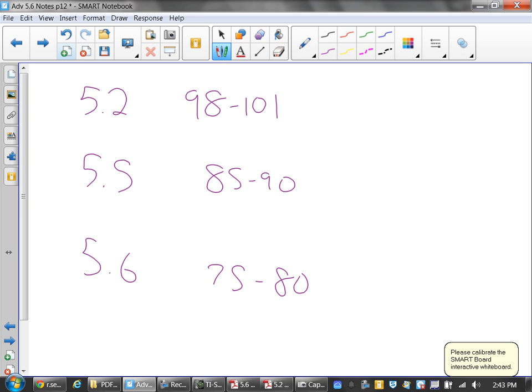What page numbers are they? 262. All right, this is 262. What's 5.5? If 5.6 is 295.